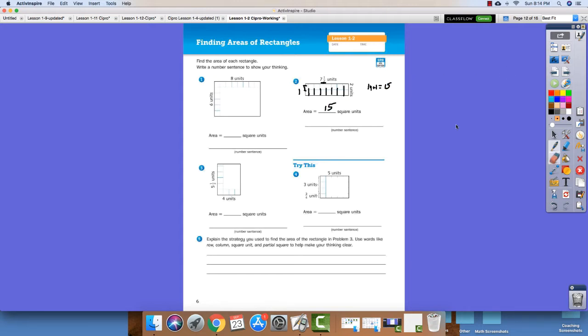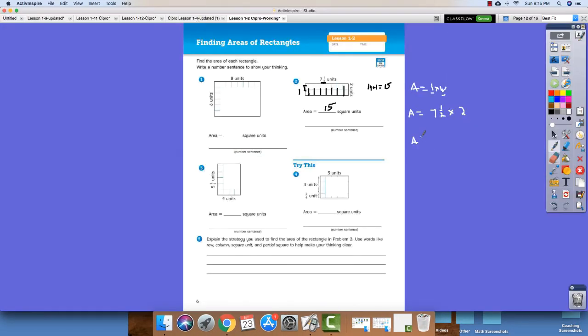The other strategy is probably your more efficient one, and that's using your area formula. So if you know area equals length times width, okay, 2 dimensions, then my area of this rectangle would be 7.5 times 2. So then I can multiply, a lot of you were doing this earlier. Area equals 7 times 2, so that would be 14. And then you also have to do your 2 times your half.